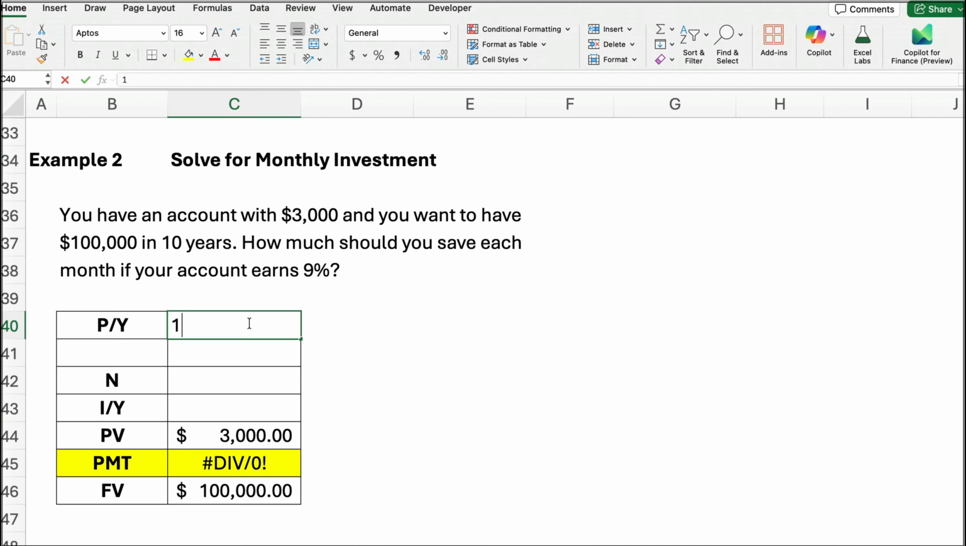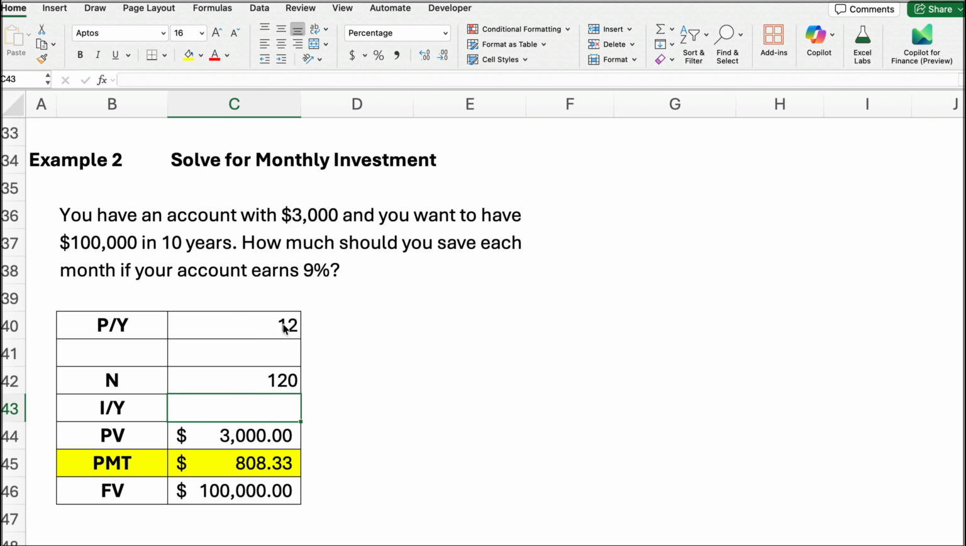Well, this becomes a monthly problem. The periods per year is going to be monthly, right? So 12 is the periods per year. And you're tempted to put in 10 here as the number of periods. Well, that would make it 10 years. This is really months. So how many months do we have? Well, we're going to take 10 times 12, and we get the number of periods is 120.